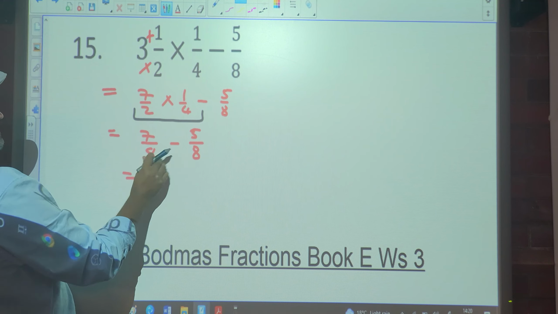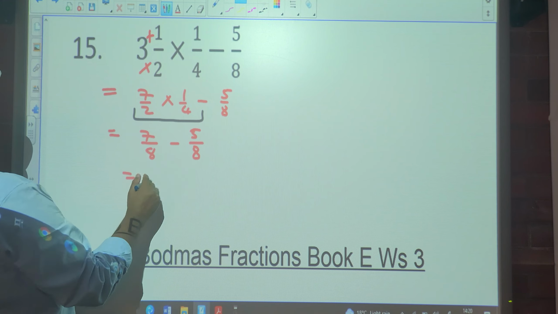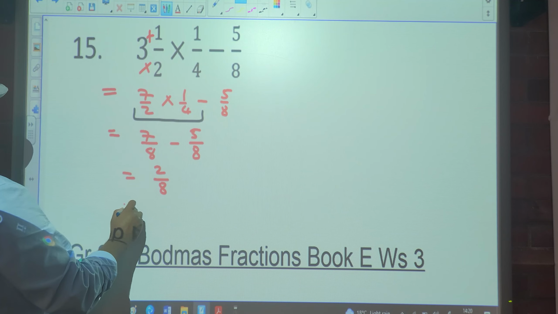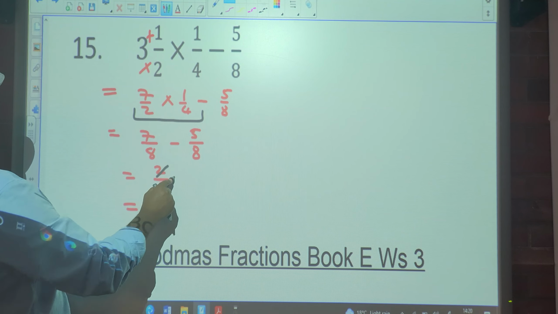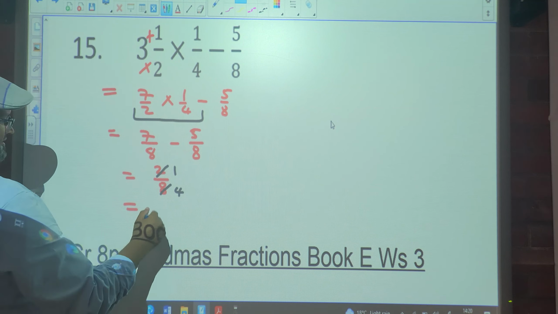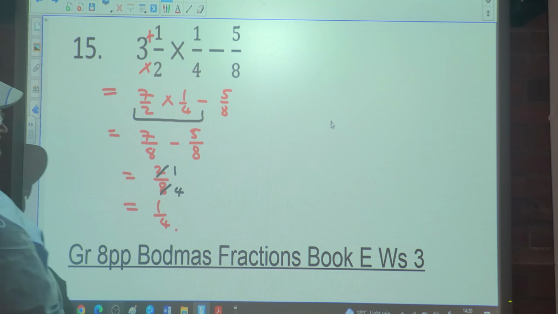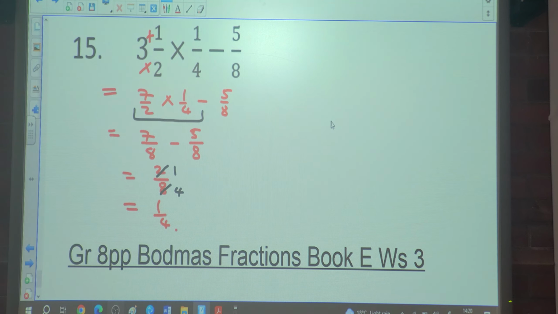The denominators are the same. What's 7 minus 5? 2, and 2 over 8. 2 goes into 2 once, 2 goes into 8 4 times. The answer is 1 over 4. Okay.